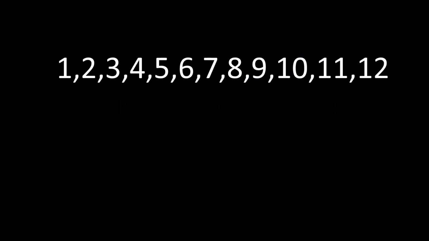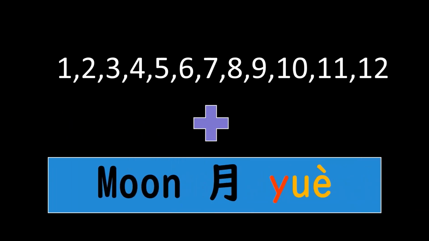Let's look at the counting patterns again. Numbers plus 月, 1 to 12 plus 月. Let's count it one more time. This time a bit faster, please. Please follow me and think about the numbers that you already know and the character 月. Put them together, you get months of the year. Ready? Let's go.